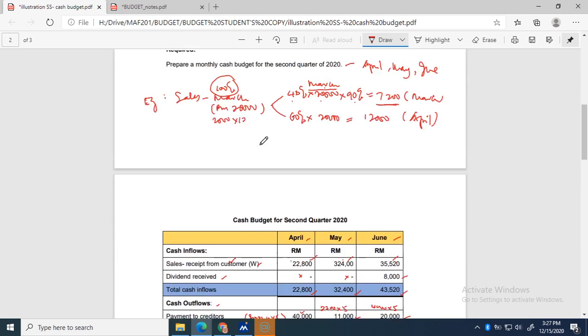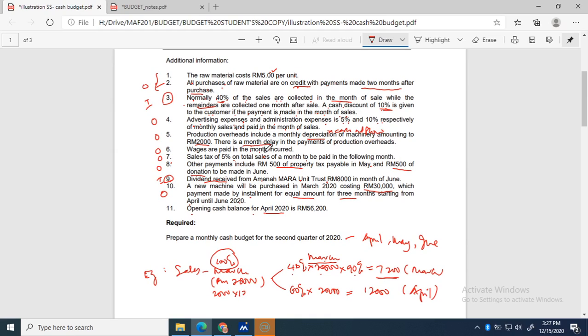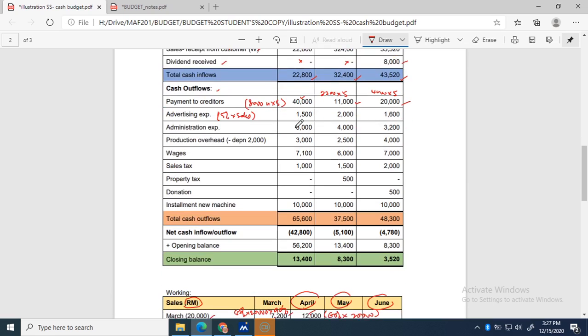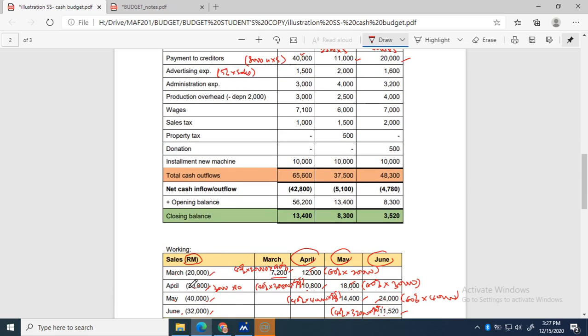Okay, advertising, how many percent? Advertising is 5%, admin 10%. Advertising is 5% of sales. So for April sales, 5% of 30,000 will be 1,500. 5% of May 40,000, you get 2,000. Okay, 5% of June 32,000, you get 1,600.